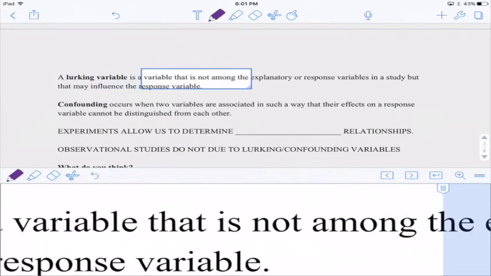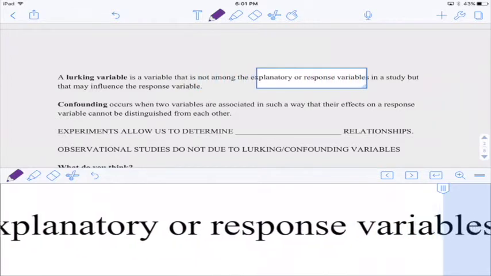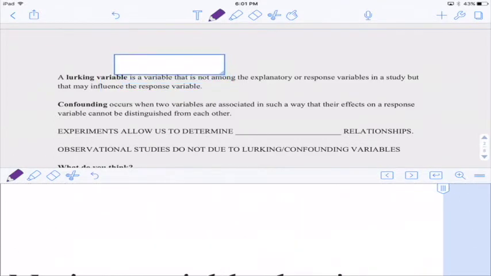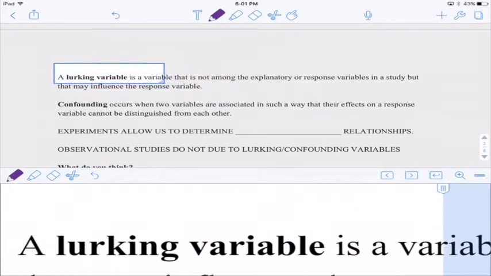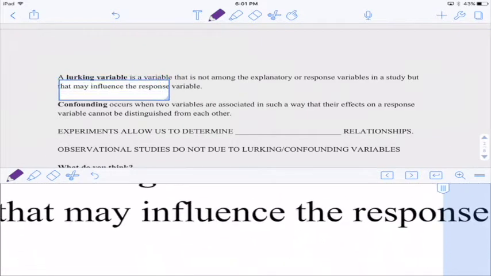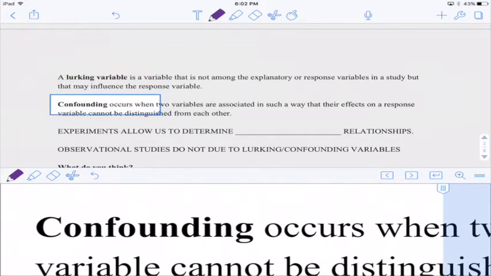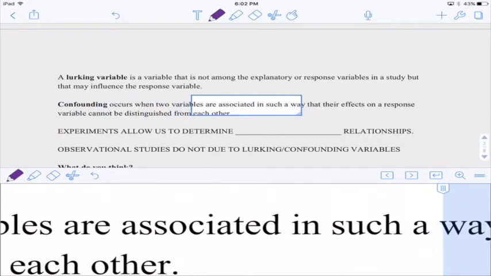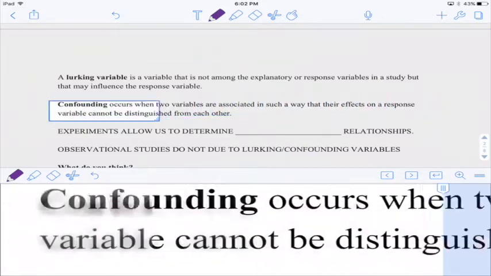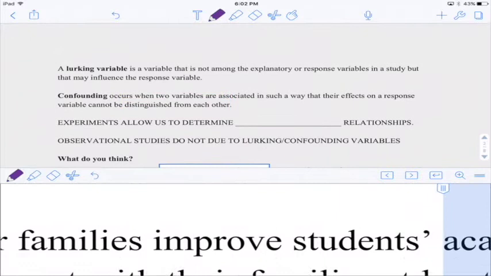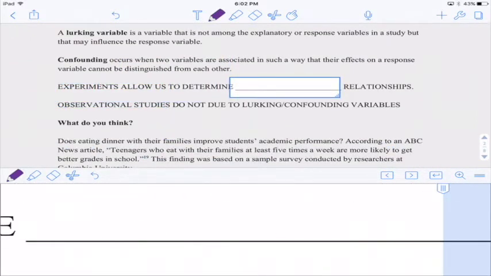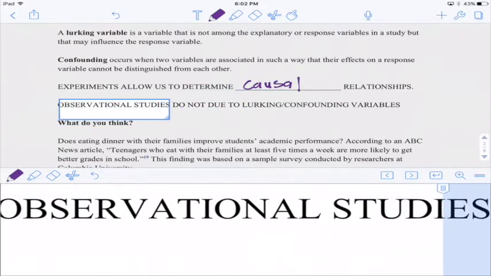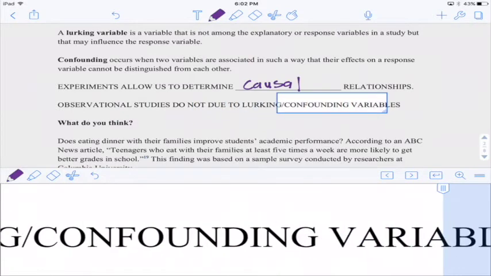That's a variable that is not among the explanatory or response variables in a study, but that may influence the response variable. So other things in diet, maybe genetics, are lurking variables. We don't use this term very often anymore. Confounding is really a better term because it's a more umbrella term. Confounding occurs when two variables are associated in such a way that their effects on a response variable cannot be distinguished from each other. Experiments allow us to determine causal relationships. Observational studies do not, due to lurking and confounding variables.